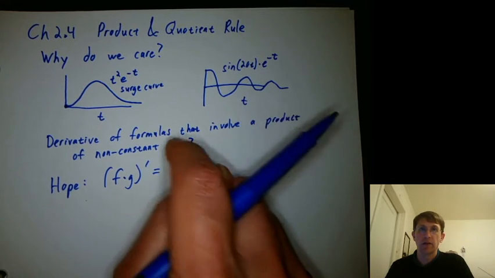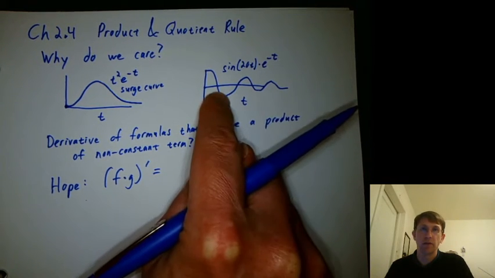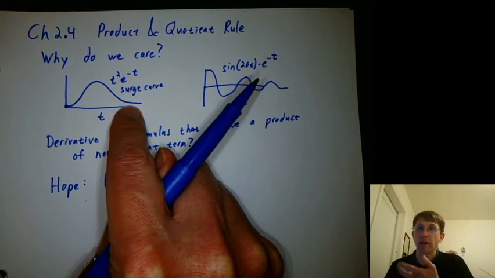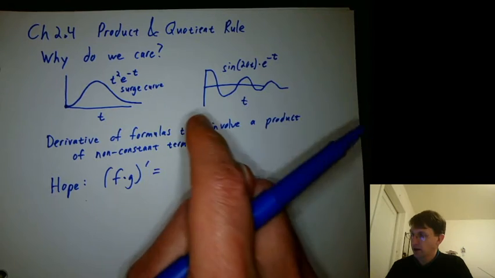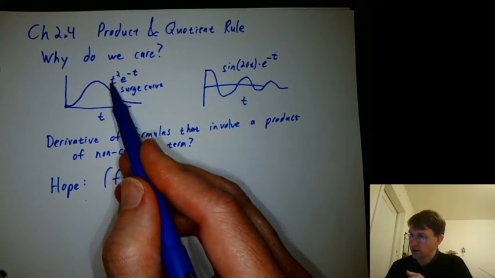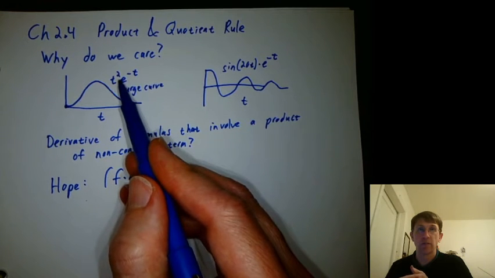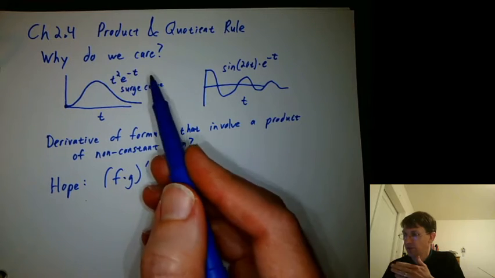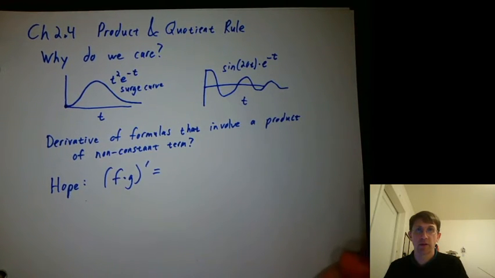And we might want to take the derivatives of formulas like this. If this is position, we might want velocity or acceleration. We might want to ask how fast the medicine is changing here. So we want to take derivatives of formulas that involve one term and another term multiplied by each other, but neither term is constant, so we can't use the constant multiplier rule. So that's where the product rule is going to come in.